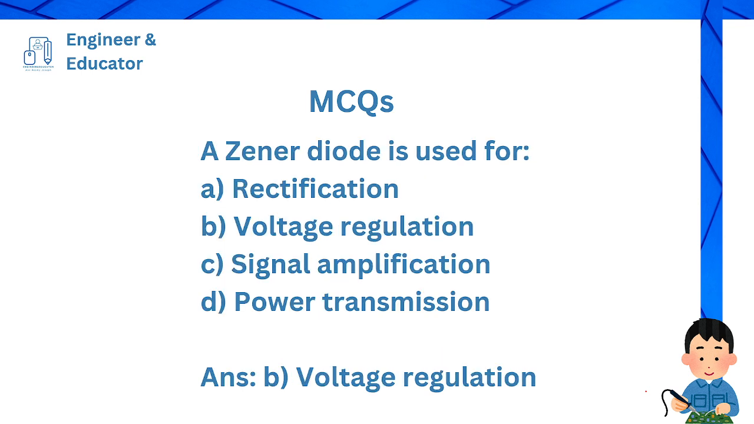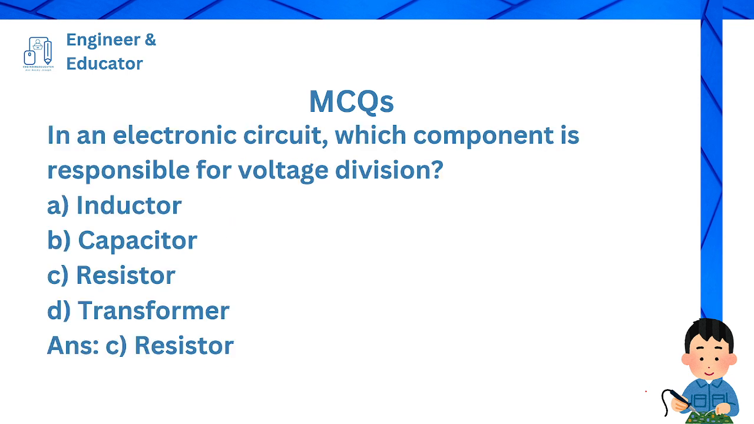A Zener diode is used for. This is another type of diode. Later we will have a deep discussion on the Zener diode. Now we need the answer: rectification, voltage regulation, signal amplification, power transmission. Zener diode is used for voltage regulation. Then in an electric circuit, which component is responsible for voltage division? The component responsible for voltage division is the resistor.